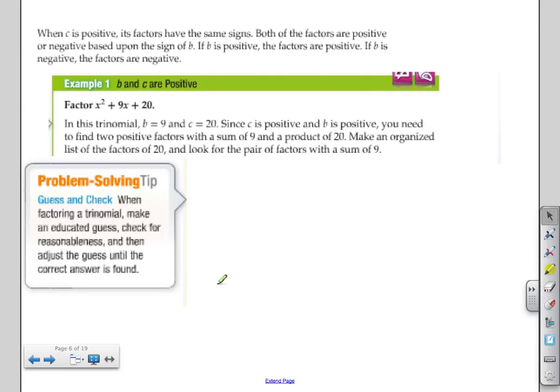Sometimes you know that c is going to be positive. Here we have x squared plus bx plus c. We know that sometimes b is going to be positive and sometimes it's going to be negative. But in our first example, b and c are both going to be positive, and as you look, you can see that that's the case.